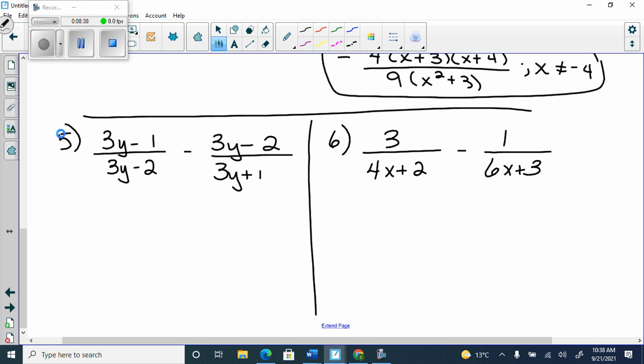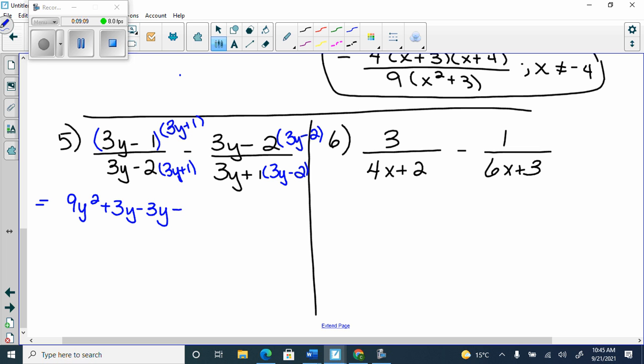Quiet, please. So we have to multiply this one by 3y plus 1 to make it match, this one by 3y minus 2. So we multiply the tops, not the bottoms. Remember, when we multiply 2 binomials, we're going to get 4 terms, not 2. In this case, some cancel, nice, but anyways. 3y times 3y is 9y squared. 3y times 1 is 3y. Negative 1 times 3y is negative 3y. And negative 1 times 1 is negative 1.